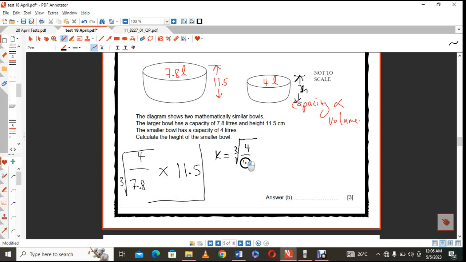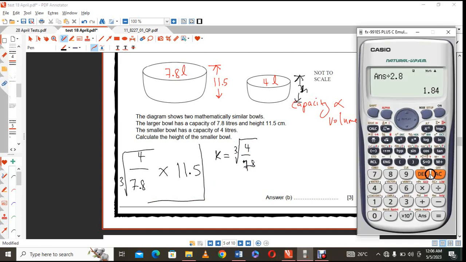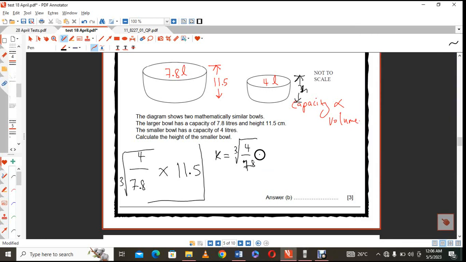of 4 over 7.8, let me just see for interest's sake what that value would be. So shift the cube root of 4 upon 7.8. Okay, that's some 0.80 number. So that is our k. It's about 0.8000. And that is what we are now looking at. So we are going to take that and multiply it with this particular answer over here. So we can say the small one.